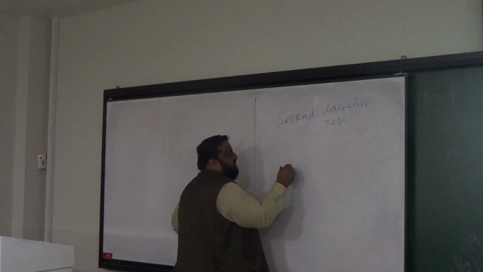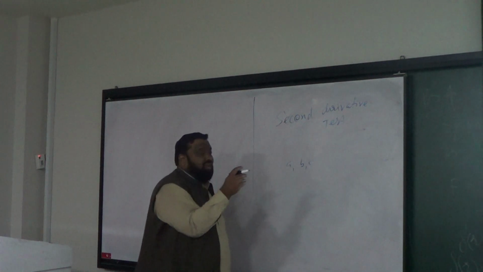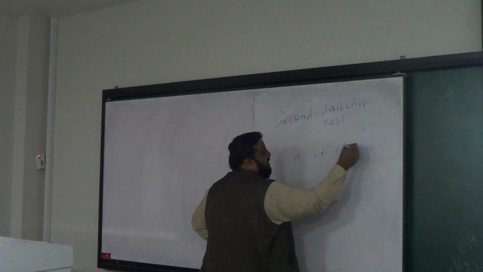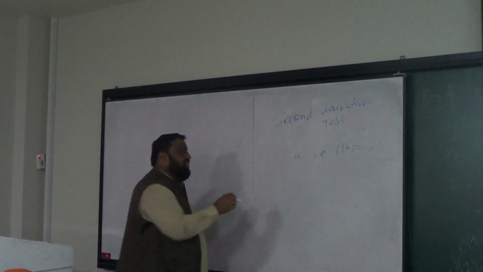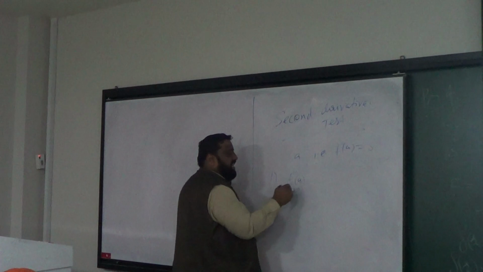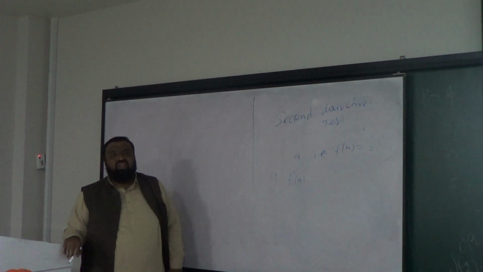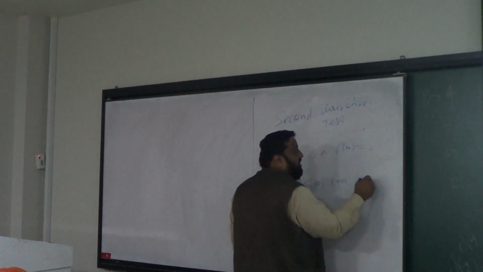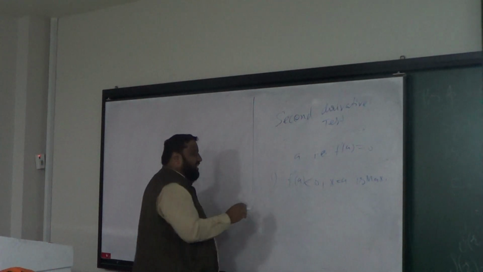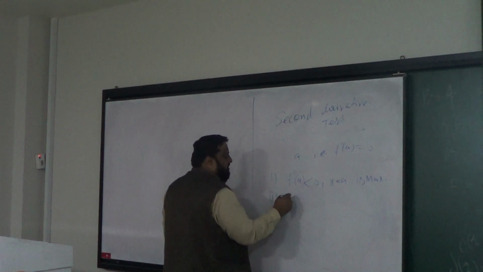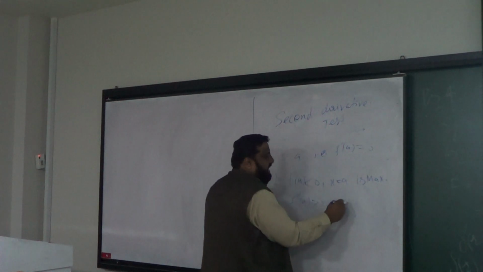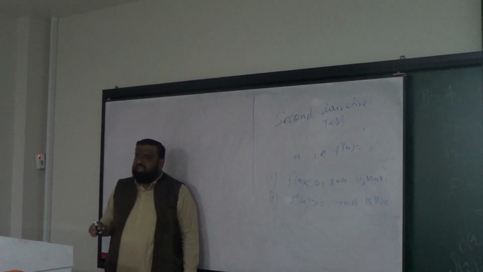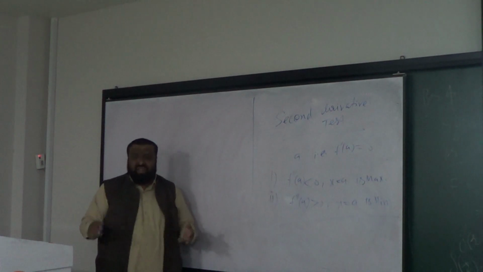Imagine you have A as some critical point, in other words a point where f prime of A is 0. Then you just compute the second derivative and check the sign. If it is negative, then x equals A is a maximum. And if f double prime of A is positive, then x equals A is a minimum. Does that make sense? Why is it the way it is?